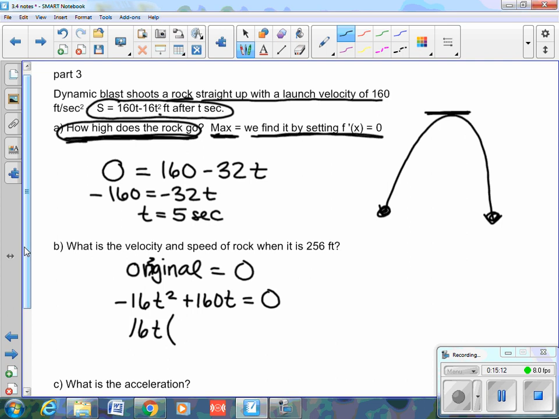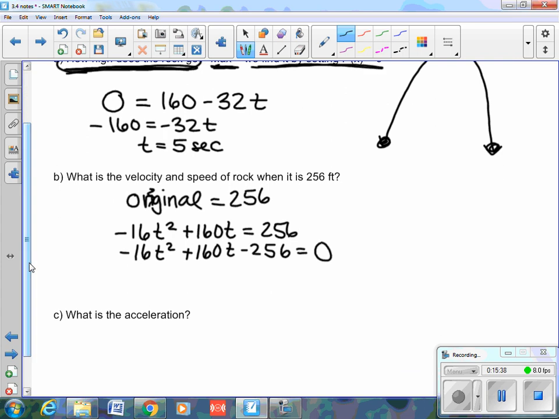Oops, I set it equal to 0. Sorry, you guys, set it equal to 256. It doesn't want to know when it hits 0, it wants to know when it hits 256. So now we have negative 16t squared plus 160t minus 256 equals 0.